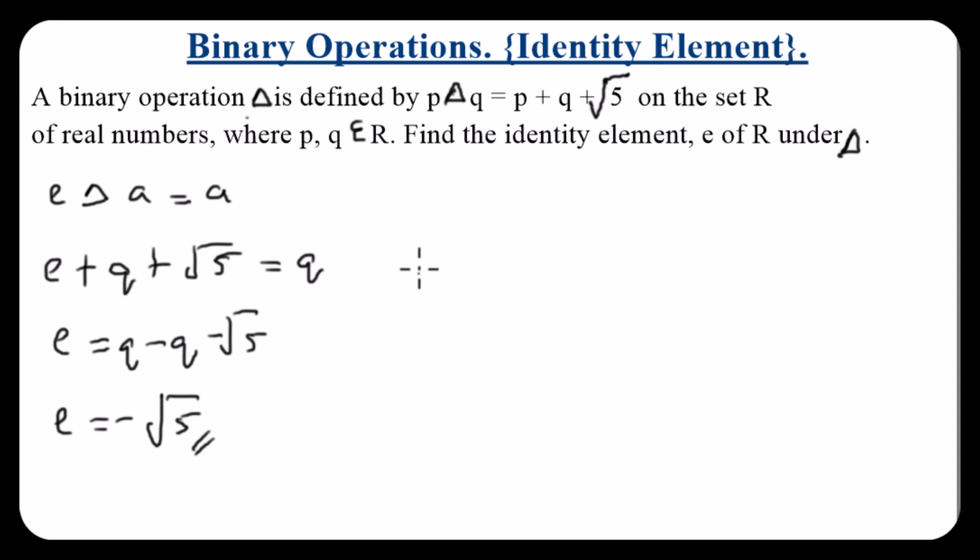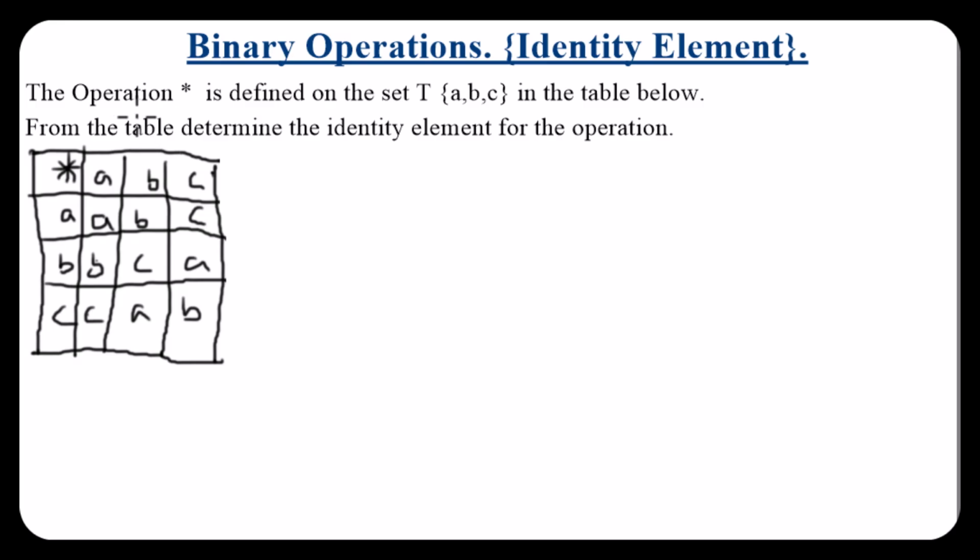Quite simple, isn't it? So let's take more examples concerning this. In this example, we're given a table and then we're told that the operation star is defined on the set T, A, B, C in this table that will be given below. From the table, we're asked to determine the identity element for the operation.